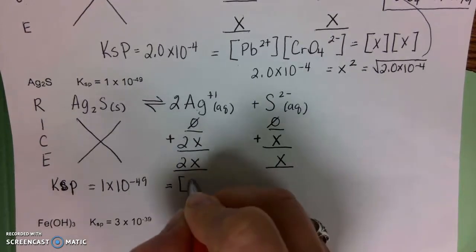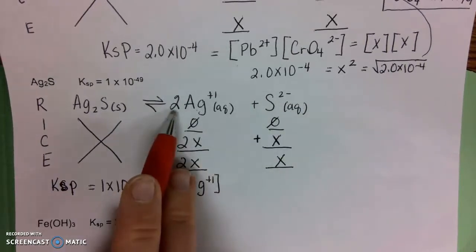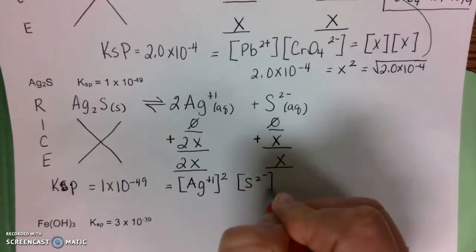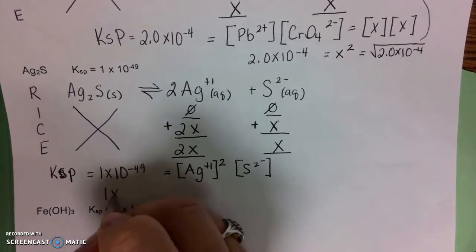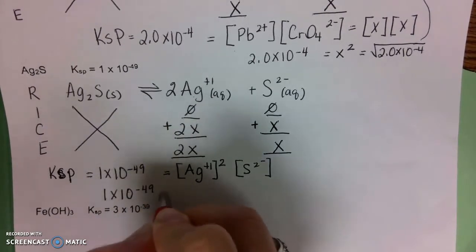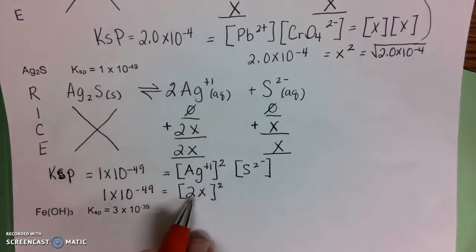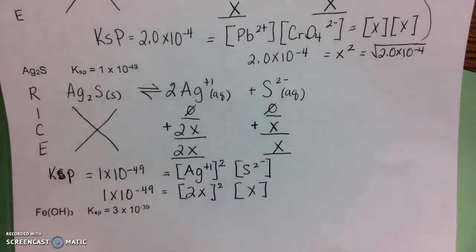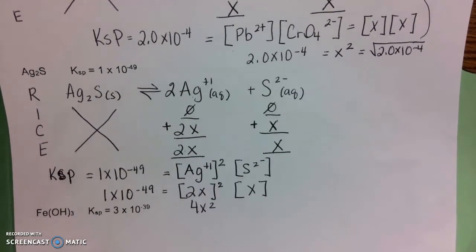And first let's write out the constant. So Ag plus 1, and the coefficient was 2, so I'm going to square that. And then we have sulfur negative 2, and that's what the constant looks like. It's over 1 because we have a solid, and we learned that from the previous lesson. So now let's put my variables in so we can solve it mathematically. We have 2x represents Ag, so I'm going to have an equation that looks like this, times x. All right, so 2x squared is actually equal to 4x squared.